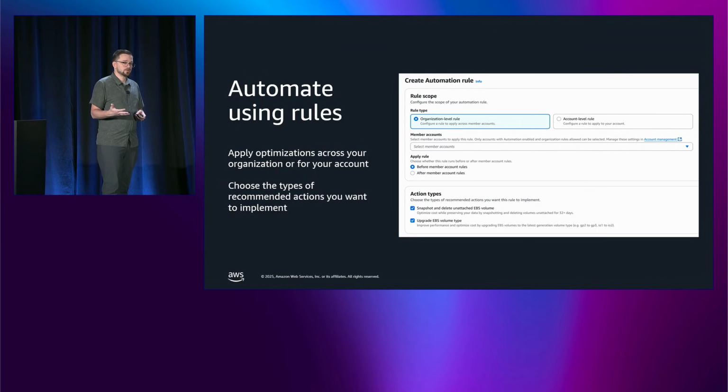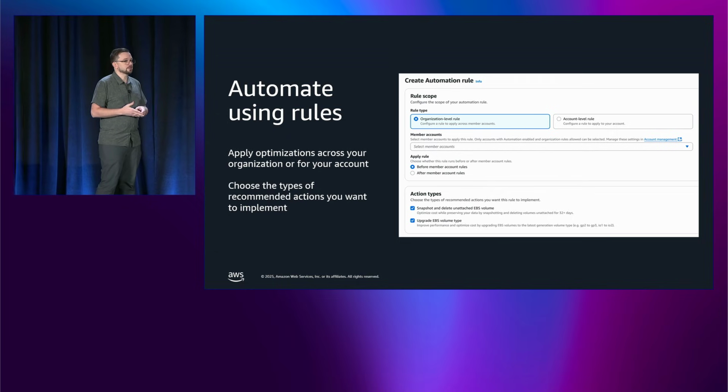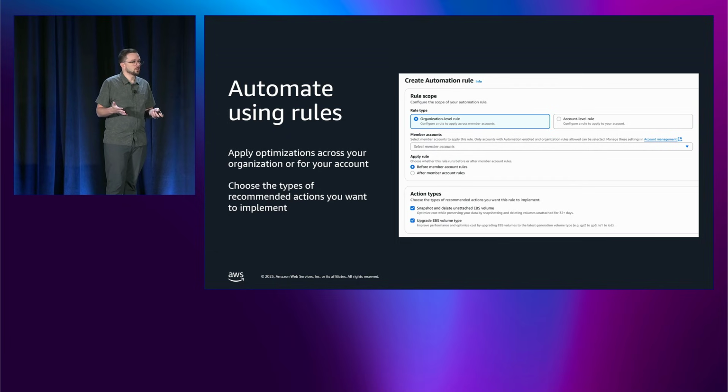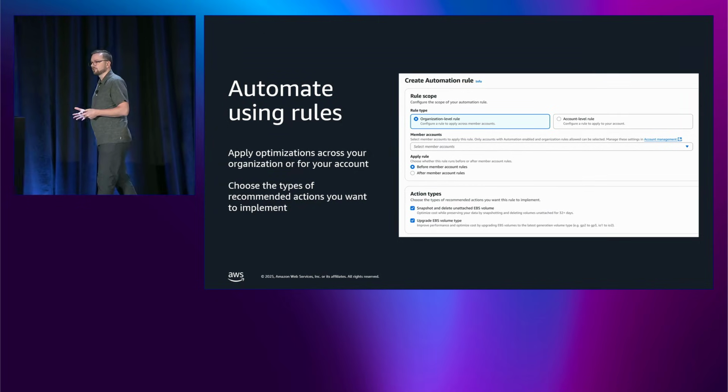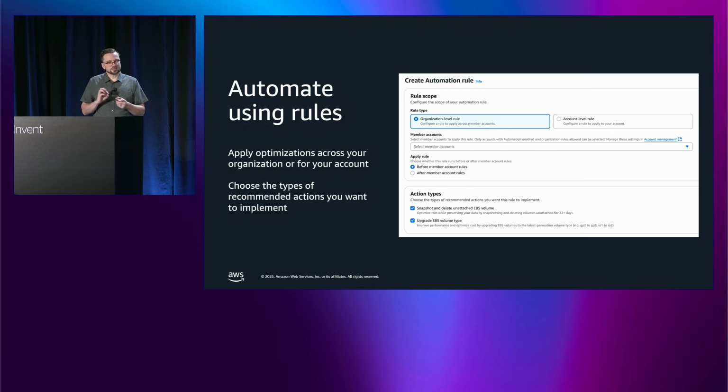Now, automation rules are very flexible. You can create an automation rule for your entire payer account and organization. You can create an automation rule for a subset of accounts, say non-production with different rules or configurations, or maybe an individual linked account as well. So you can scope out and figure out what specific scope or organization or team is okay with execution of automation of recommendations and create rules just for them.